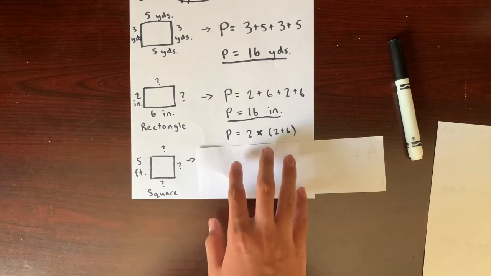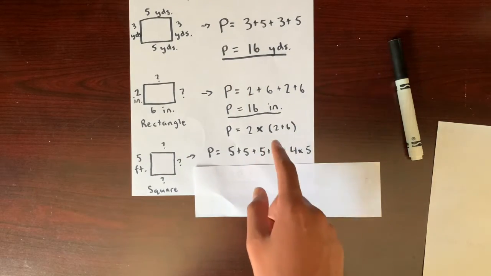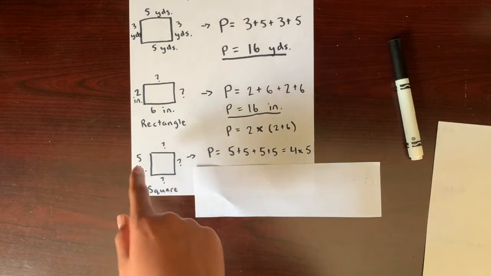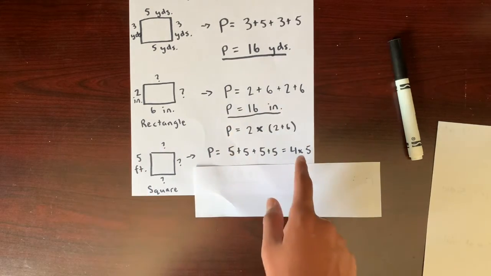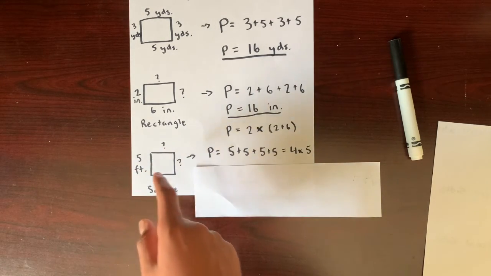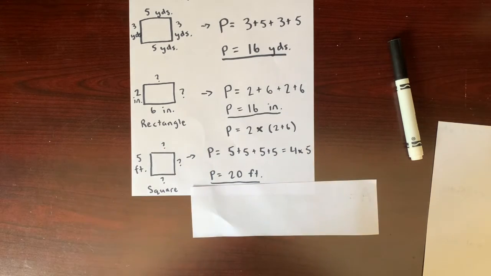So that means to figure out our perimeter, we can just add up 5 plus 5 plus 5 plus 5, because all of these sides are 5 feet. Or you can think of it as multiplying one side length times 4, because there's 4 sides in a square. So 4 times 5, or 5 plus 5 plus 5 plus 5, is going to give us 20 feet.